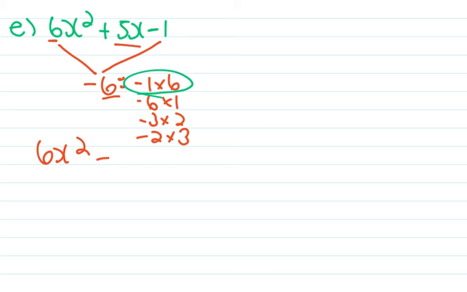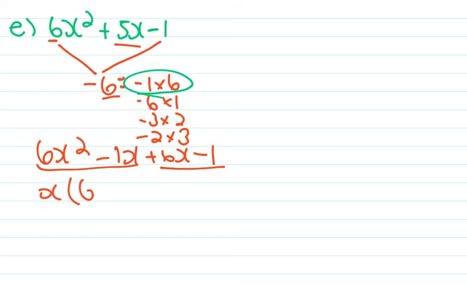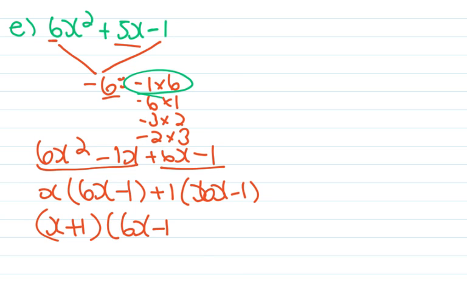6x squared minus 1x plus 6x minus 1. Group them into two groups, see what I can take out of each one. This one I can take out an x, I'll be left with 6x minus 1. And this one I can take out just a 1, 6x minus 1. So my two brackets are x plus 1 and 6x minus 1.